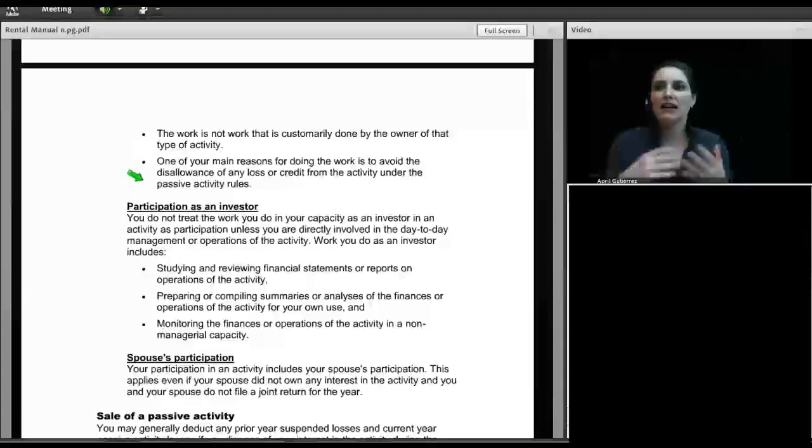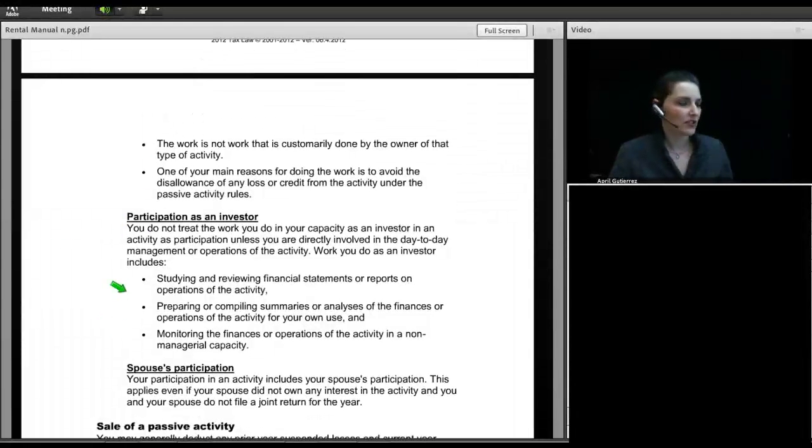And you can't be making up fake work just to show you spent time at it. Okay, it has to be legitimately associated with the activity. Participation as an investor. The type of work that you do as an investor, such as studying and reviewing financial statements or reports on operations of the activity, or preparing or compiling summaries or analyses of the finances or operations of the activity for your own use, and monitoring the finances of the activity, are not considered to be material participation.